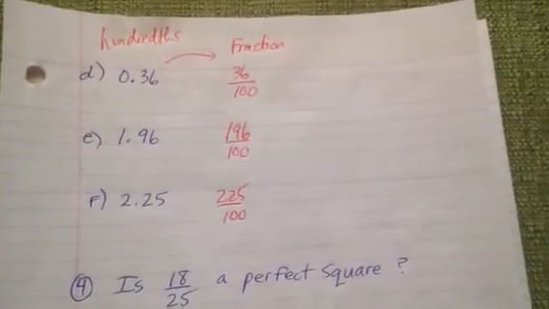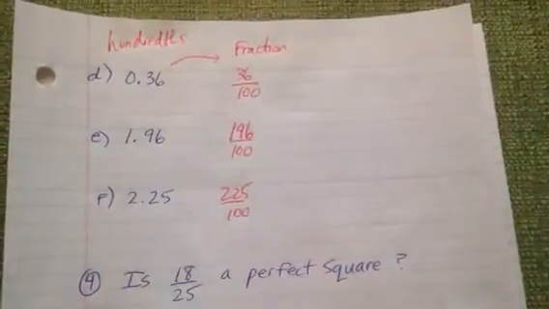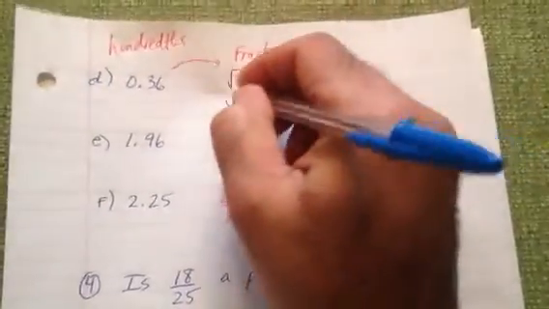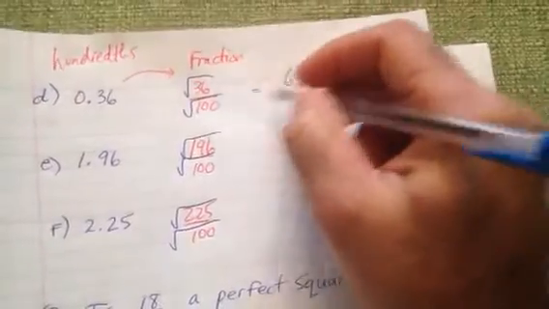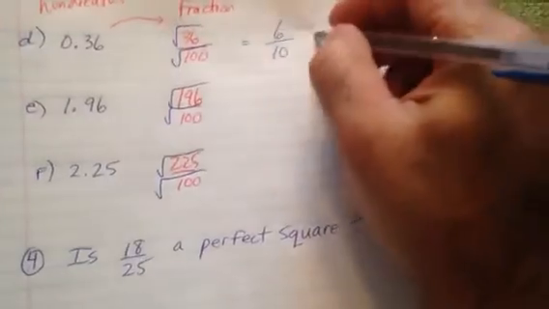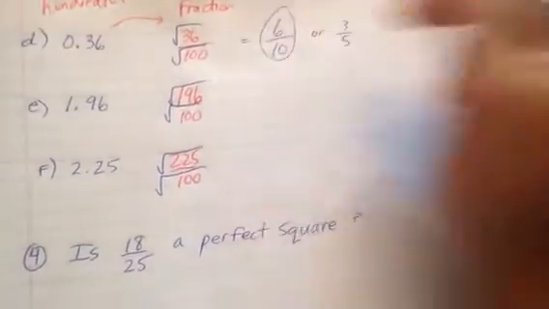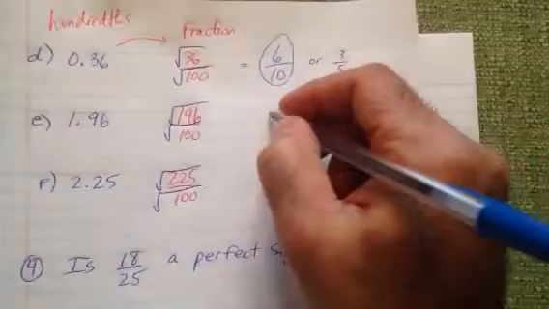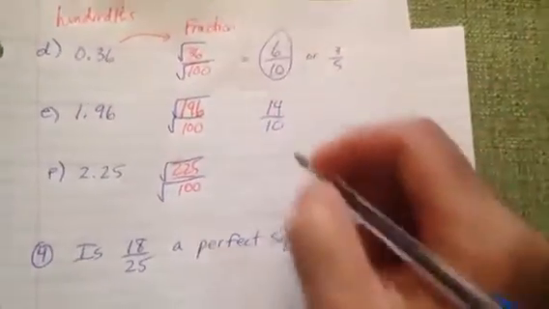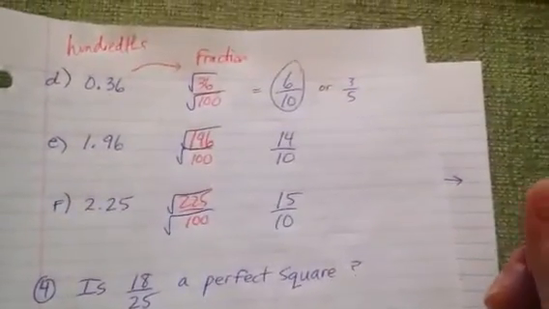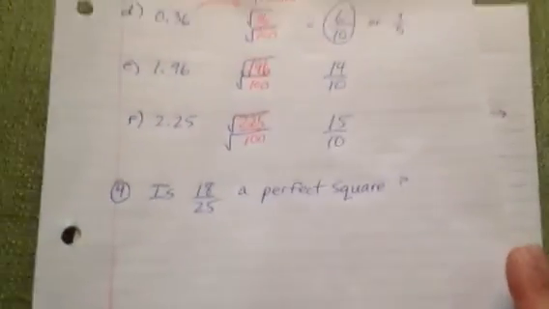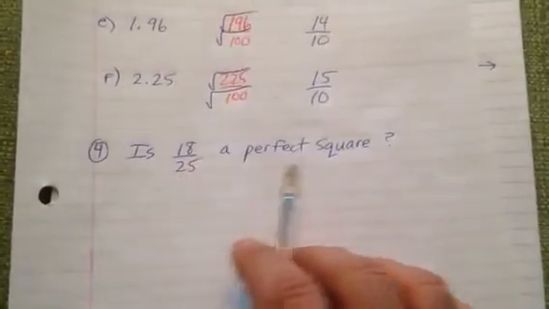And now we use the trick that we used in the first three, A, B, C. We square root both the numerators and the denominators, and we'll get our answer. So the square root of 36 is 6, and the square root of 100 is 10. So the square root is 6/10, which reduces to 3/5, right? But that answer is good enough. This one here is 14 over 10, and this one here is 15 over 10. And those are the square roots. Pretty simple.